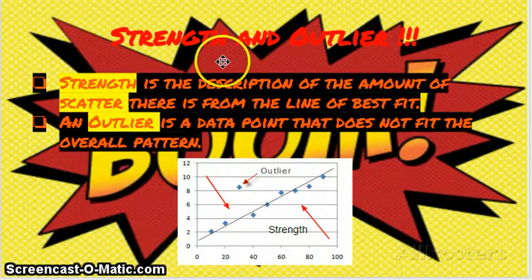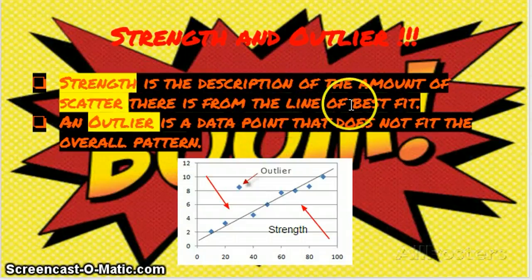So strength and outliers. Strength is the description of the amount of scatter there is on the form of line of best fit. And so here in this graph, we see that the strength is actually pretty strong. So the closer it is to the line of best fit, the stronger the line is. And as you can see here, most of these points, except for the outlier, are pretty close to this line, making the strength, well, strong, of course.